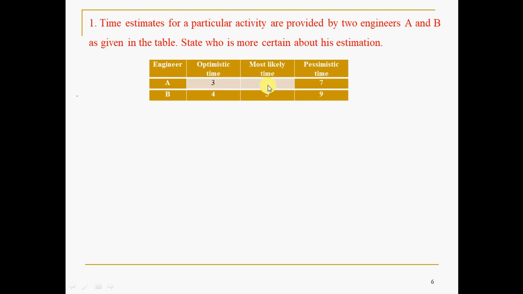So most likely it may take 6 hours, or at the most it may take 7 hours. Whereas coming to engineer B, it is 4, 5 and 9. So the optimistic time of engineer B is 4, most likely 5, and pessimistic is 9. Now how to say who is more certain? Certain in the sense who is more consistent.